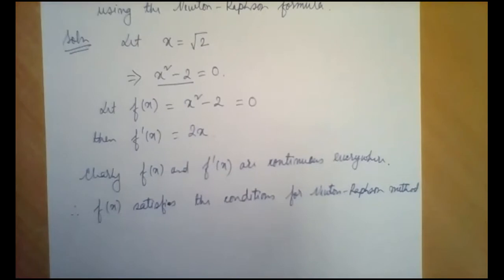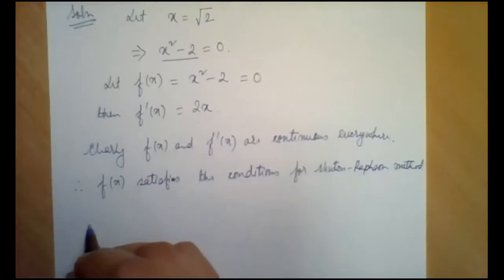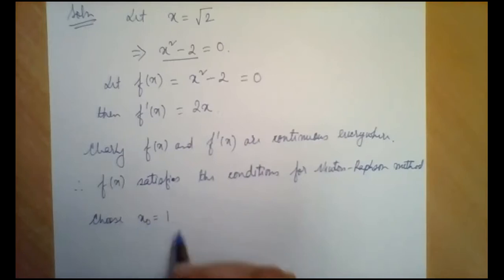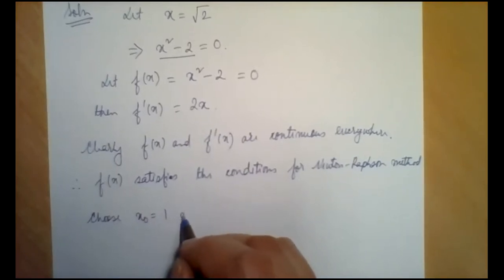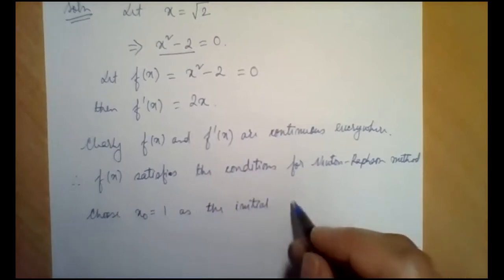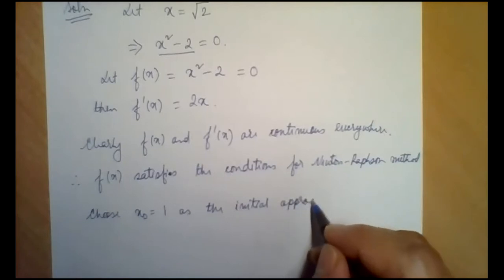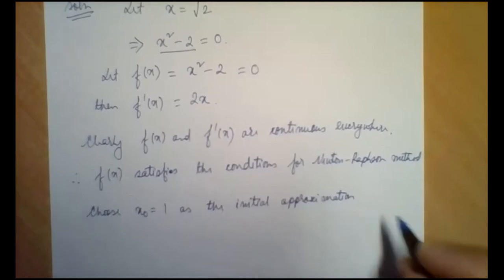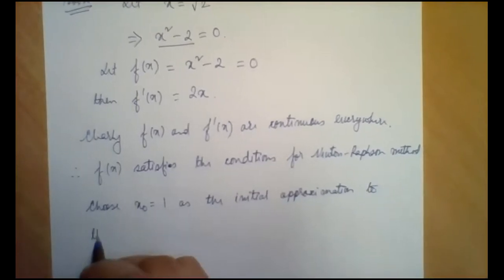For the iteration, first we have to choose an initial approximation. We can choose one. Choose x not equal to 1 as the initial approximation to the root.